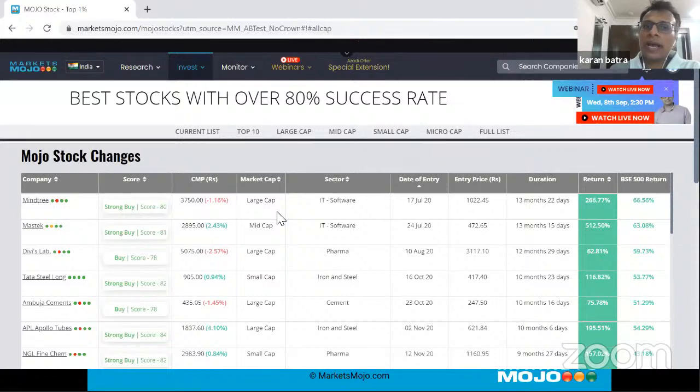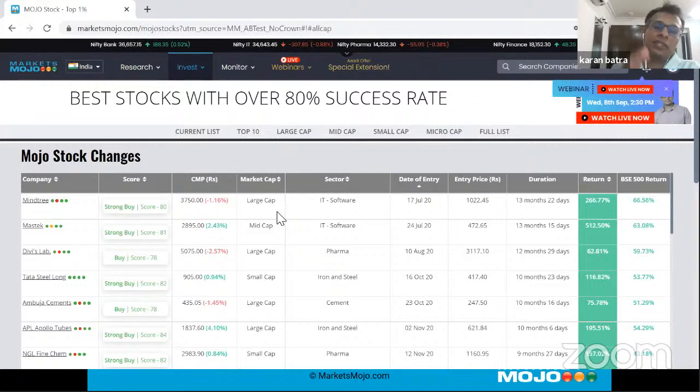And also the stock has to be among the top 20 in the market cap in terms of the score. So only the top 20 highly rated mid caps, let's say, will be considered to become part of the Mojo stocks. So when the stock is getting added, it has to be in the top 20 in the market cap category for it to be considered as a Mojo stock. So these are the quantitative factors and filters that the stock has to pass through on its own.